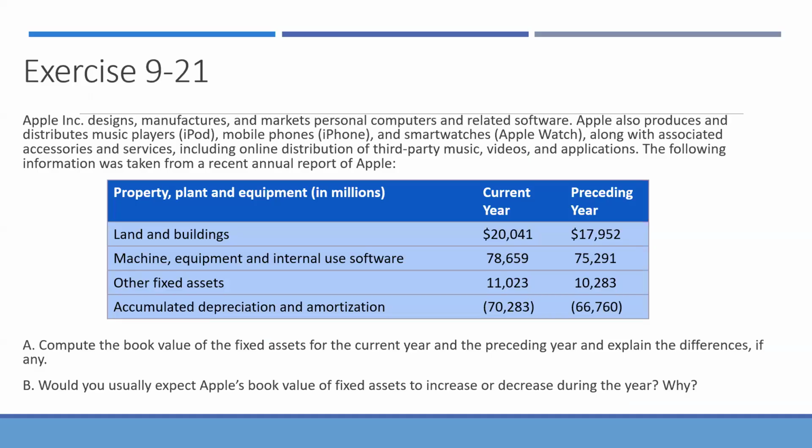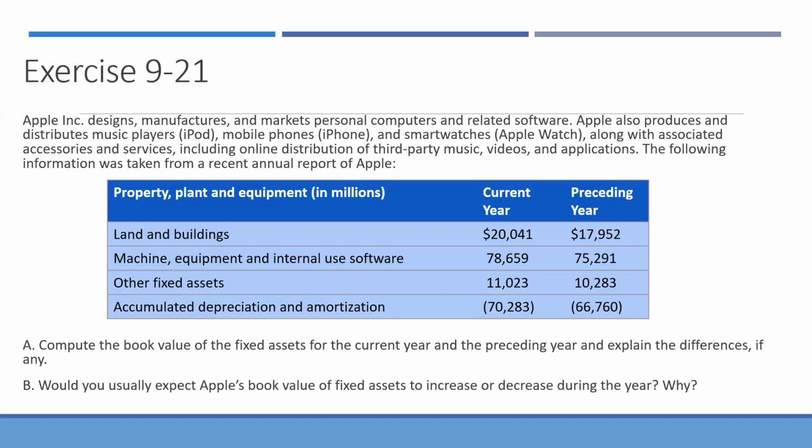Apple Inc. designs iPhones. I think that's not really new information. And this is how Apple displays their fixed assets. So they have land, they have machines, they have other fixed assets, and then accumulated depreciation increases year over year, but also the historical cost increases because they keep on acquiring assets.